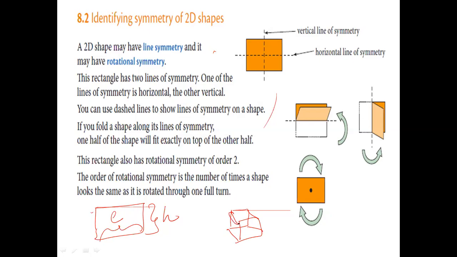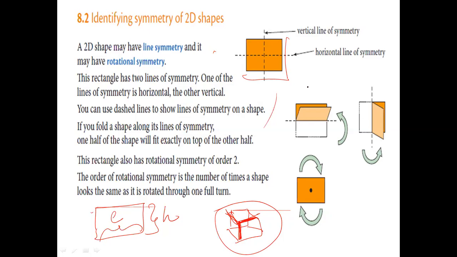That's why A, B, and C. So that's why it has 3 sides, that's why it is not a 2D shape. By the way, this shape is an example of 3D shapes. So 2D shapes have only width and height, or length and height. Okay, so identify symmetry of 2D shapes.